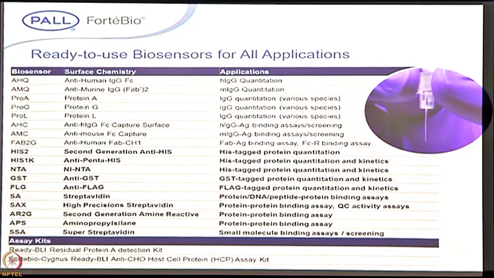So these are the pre-coated sensors for the antibody platforms. We have protein A, protein G, protein L, and some Fc capture sensors. And for the His-tag-based proteins, we have nickel NTA and anti-His sensors. For a GST tag, we have anti-GST sensors. And if there is no tag in your expression, then you can biotinylate your protein of interest, and then you can couple the biotinylated protein to the streptavidin sensor.